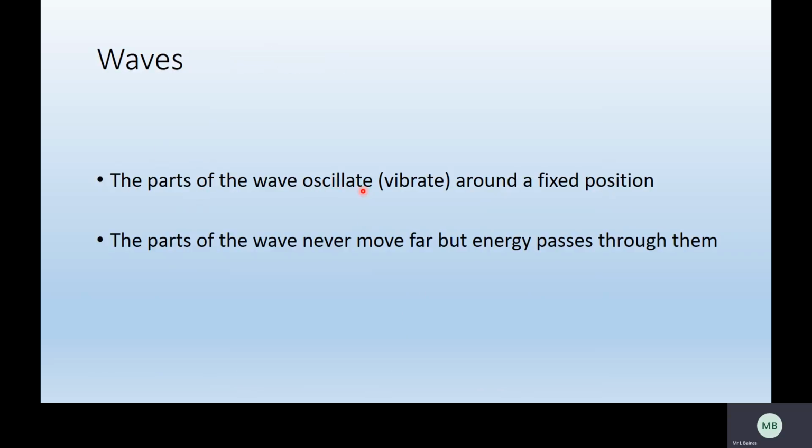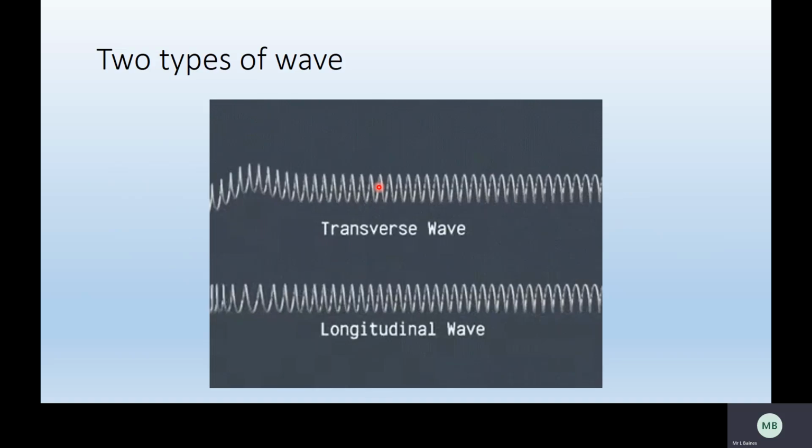So the parts of the wave oscillate, and that word is going to come up again and again throughout this topic. Oscillate means to vibrate, so it moves one way then the other, and then it moves back to where it started. So if I'm oscillating around a point, it goes one way, back the other way, and then comes back and stops where it started. That's oscillation. It's a vibration between two points. Now, the parts of the wave never move far and they never permanently move, but energy passes through them, which allows them to pass it on to the next part of the wave.